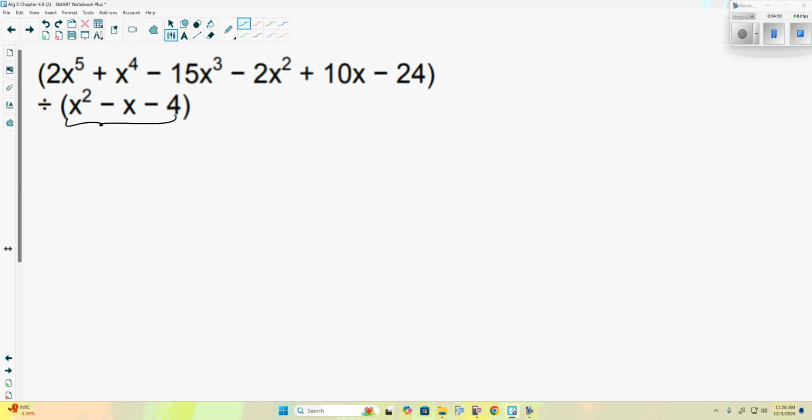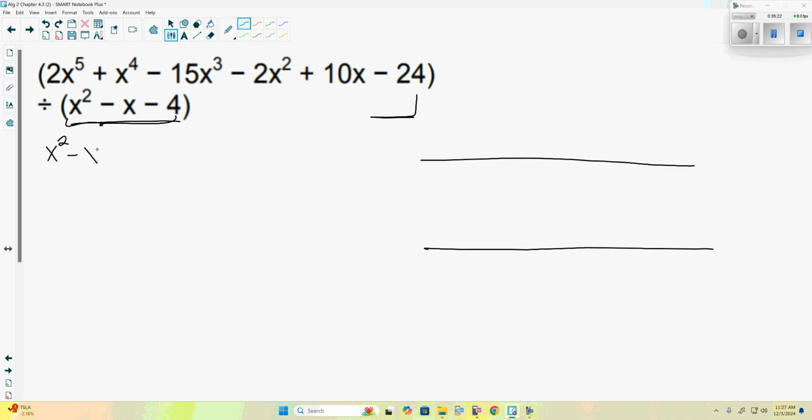Okay? Now to do this here, we do have our setup. We do have the cubby, but the cubby line is going to be a little bit bigger. And we don't have one line, we have two. Now, for what we're dividing by, we still set this here, x squared minus x minus 4 equal to 0. We still set it equal to 0, okay?